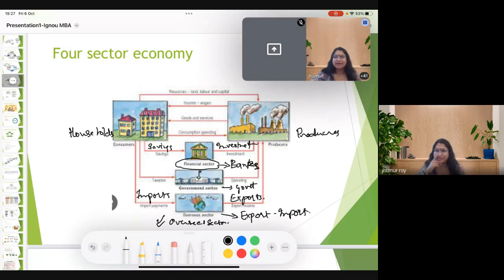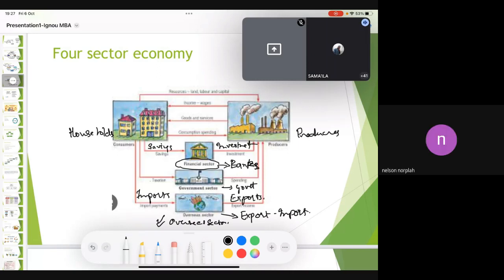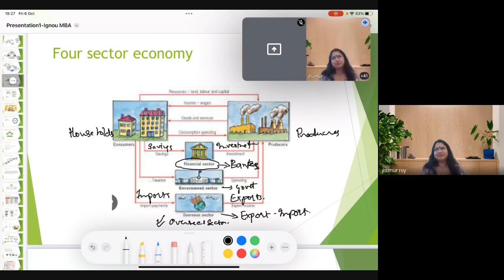Writing two sector economy, what is there? Hurry up, write down. Two sector economy, what is there? Two main parts. Please just write in the chat. It's just household and the business. Yeah, and producers. Firms and producers and households. Okay, so household and businesses, two sector.